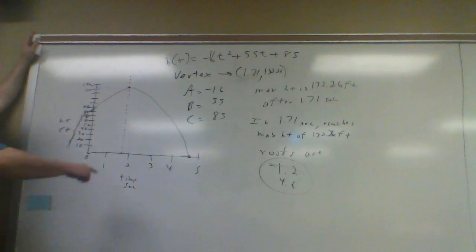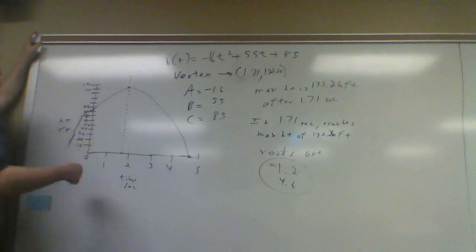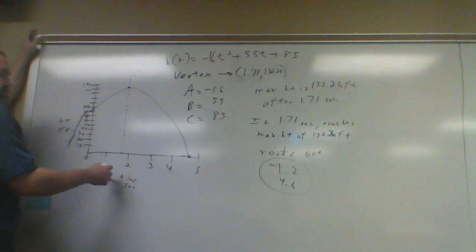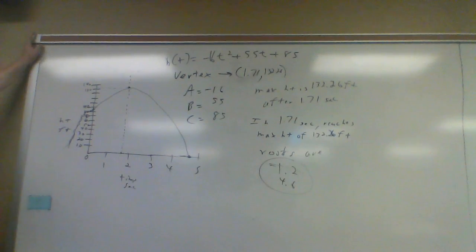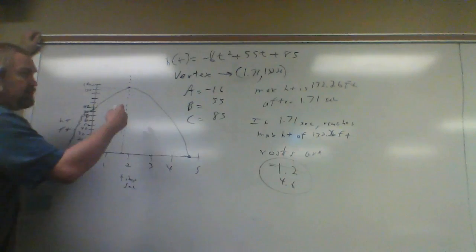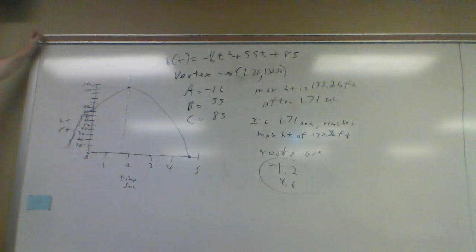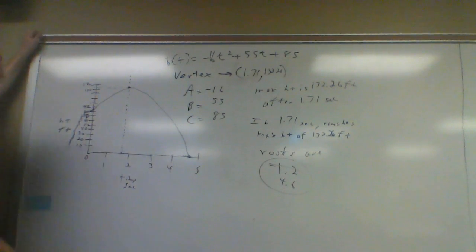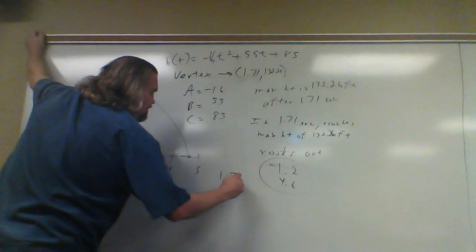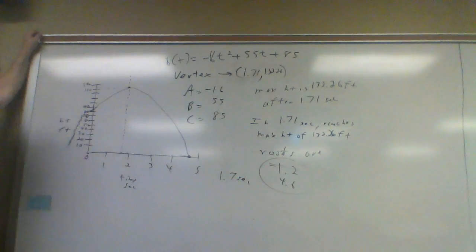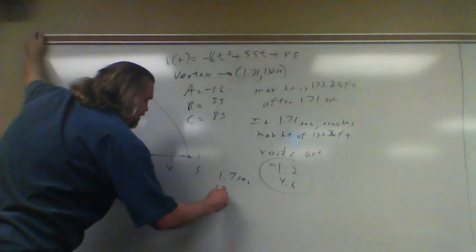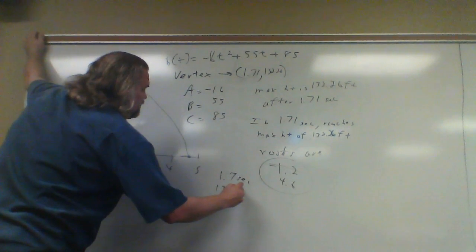So, in this problem, I asked you to find the maximum. Now, you could be asked three different things. You could be asked to find the vertex, which is just this. You could be asked to find a real-world answer. When will it hit the vertex? Well, that answer is 1.7 seconds. What is the maximum height? Well, that's 132.3 feet.